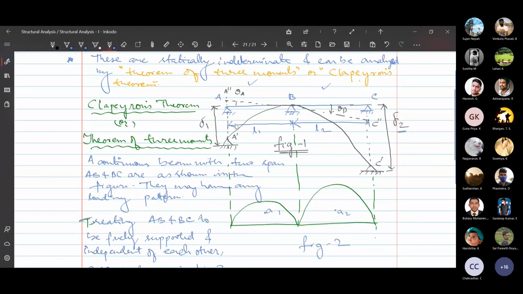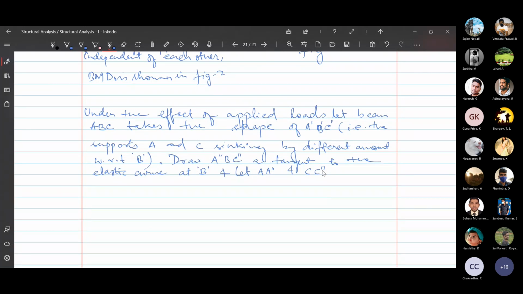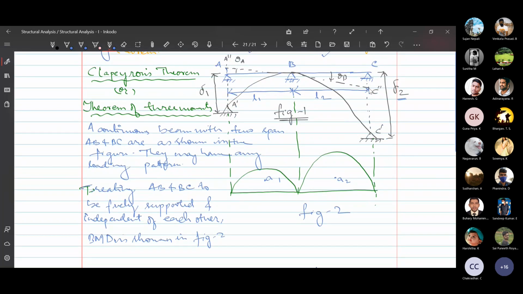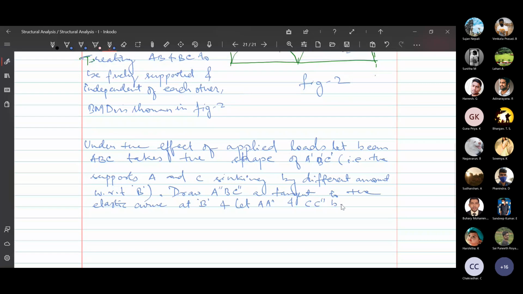And let A double dash and C double dash, this one, this gap, be the intercepts made by this tangent on the verticals through A and C.